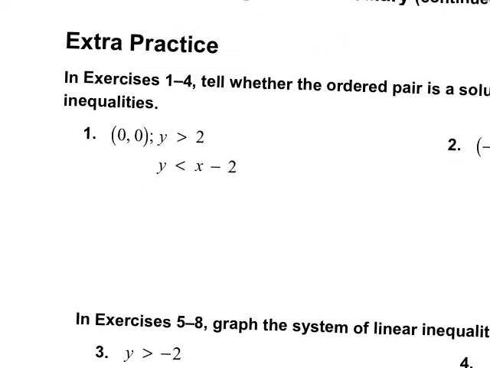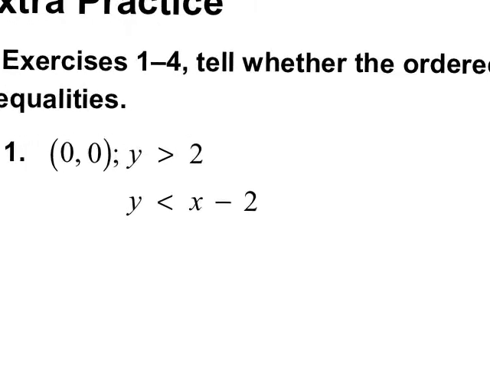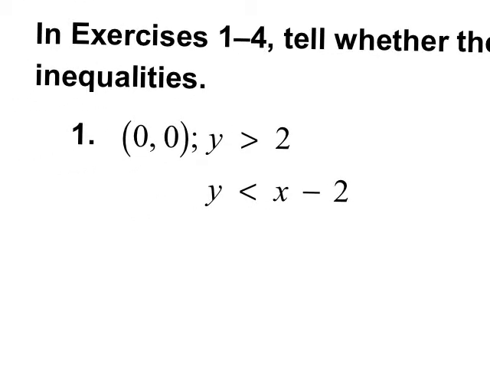In order to be a solution to this system, that ordered pair has to satisfy both inequalities. So let's plug it in and see if it satisfies both inequalities, okay? So this top inequality, what is the y value from the ordered pair? 0. So this would be 0 is greater than 2. Is that true? No, it's not true. So I know this is not a solution.